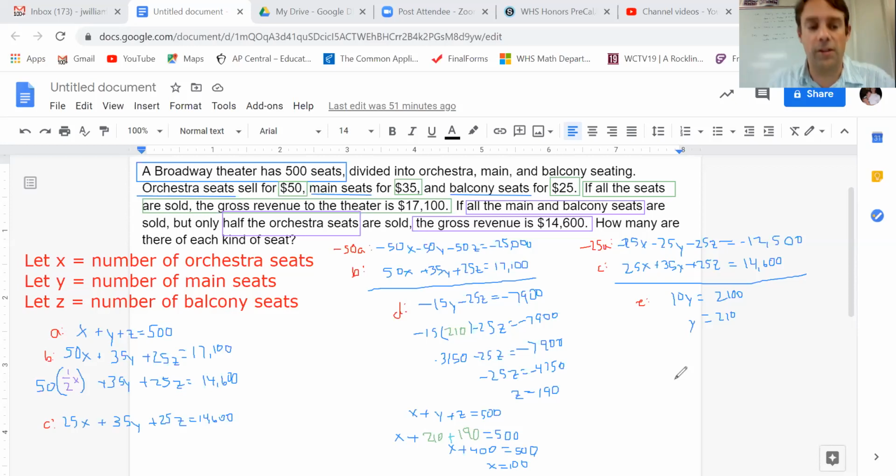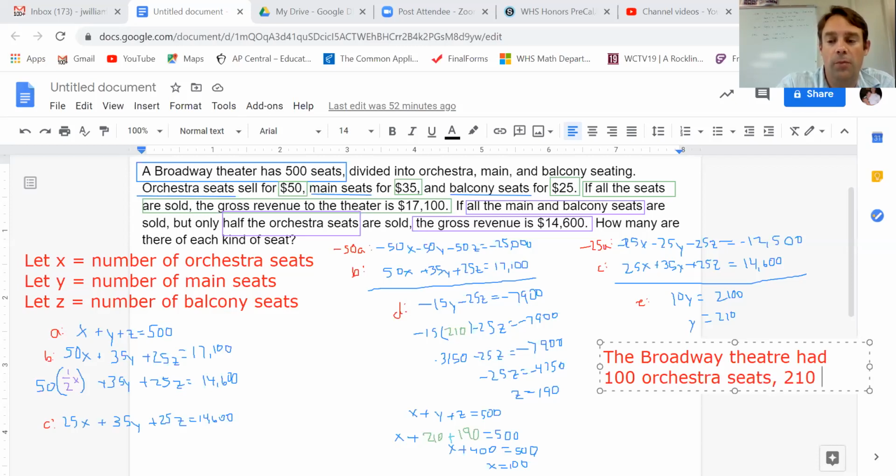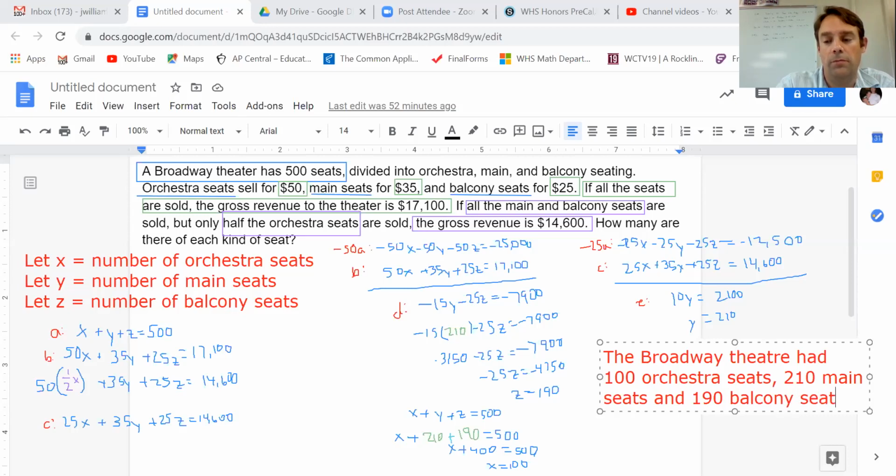All right, plug your numbers back in there if you want to check to see if it works. But being that this is a word problem, we have to write it out as a statement for everybody to know. The Broadway Theater had 100 orchestra seats, 210 main seats, and 190 balcony seats.